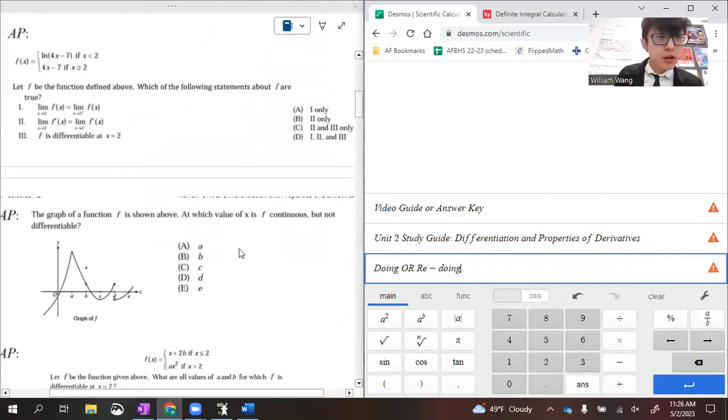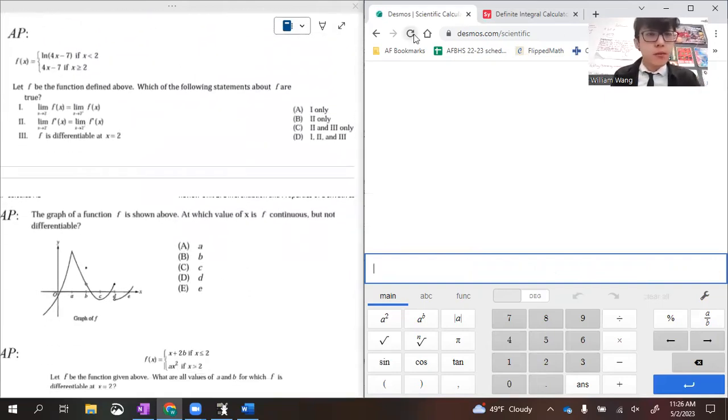So the first one right here, AP problem number 1. f of x is equal to natural log of 4x minus 7 for when x is less than 2, and 4x minus 7 for when x is greater than or equal to 2. For the function defined above, which of the following statements about f are true? Well, let's see.